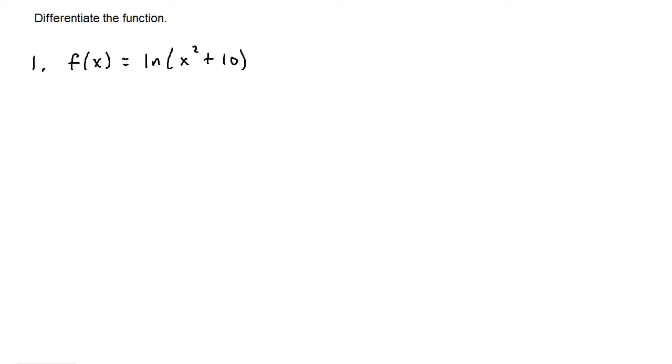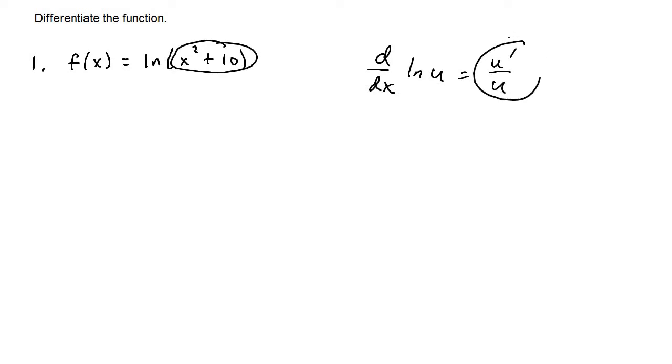So for number 1, let's go ahead and find the derivative of f of x equals ln of x squared plus 10. So because we have an inside function here, x squared plus 10, we have to use the formula where we're going to take the derivative of the natural log of some inside function u. Once again, the formula is going to be u prime over u. So in this case, if our x squared plus 10 is u, let's go ahead and use this formula.